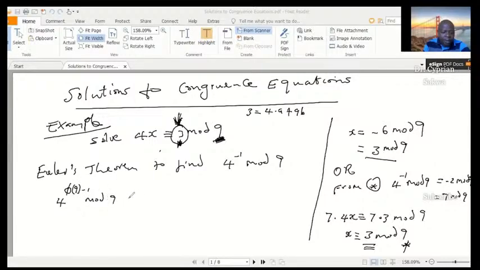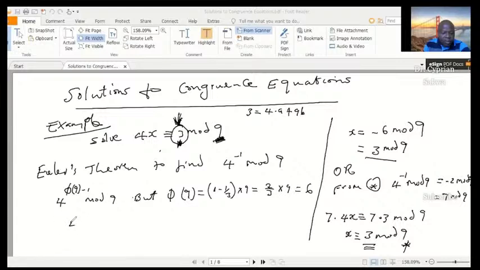Now what is φ of 9? φ of 9: the only prime number that divides 9 is 3. So φ of 9 would be 1 minus a third, multiplied by 9, which is 2 out of 3 times 9, which is 6.